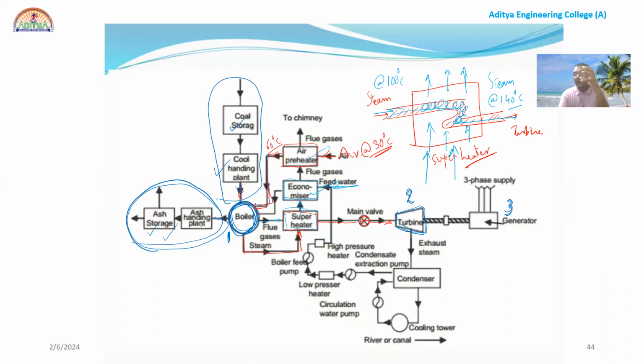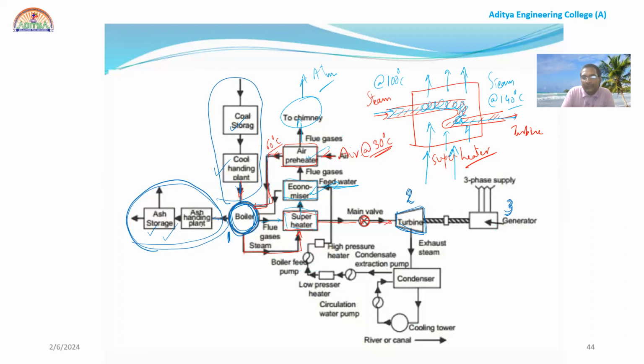One is the superheater, which takes some heat to increase the temperature of the steam. Economizer and air preheater. The functioning of these three objects is the same, but what is the item we are passing through? In one area, I am passing steam. In another area, I am passing water. In another area, I am passing air. Okay. So finally, the flue gases will go to the chimney. Chimney means atmosphere. Okay.